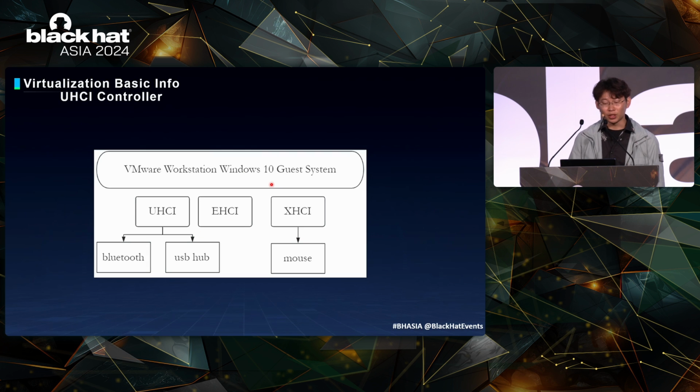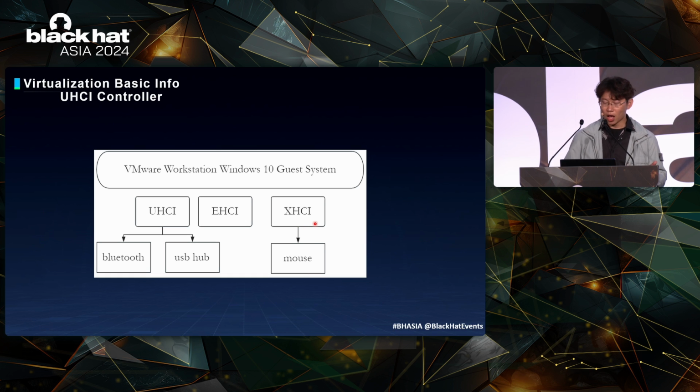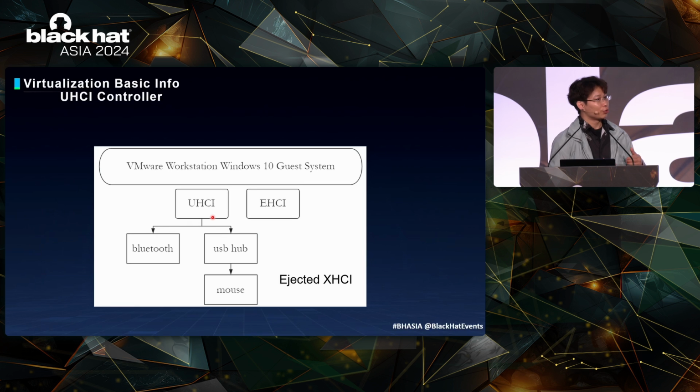This is a USB architecture diagram in a VMware Workstation installed Windows 10 guest system. By default, a virtual Bluetooth and a virtual USB hub are mounted under UHCI. A virtual USB mouse is mounted under XHCI, and there is no device mounted under EHCI. Specifically, virtual Bluetooth requires the host to enable Bluetooth, so if you are doing research on a desktop, you may not find my bugs in the further presentation. And if we reject XHCI in the guest system, the USB mouse will be mounted under the USB hub.